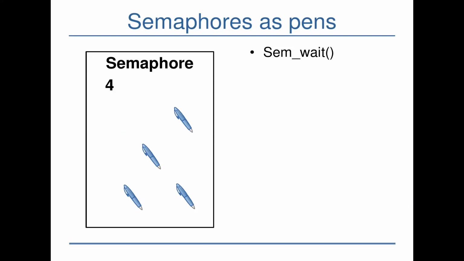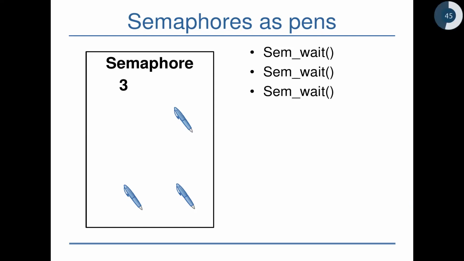Then we will do another SemWait. The semaphore value right now is 4, so the value will become 3. Another pen is taken, so another thread enters. Then again SemWait, so the semaphore value becomes 2. Then someone will call SemPost, maybe another thread, maybe the producer that pushed something to the queue is calling SemPost. So the semaphore value will become 3.